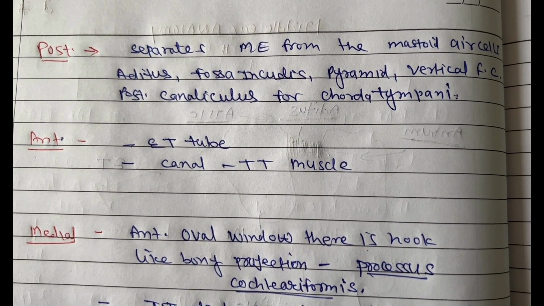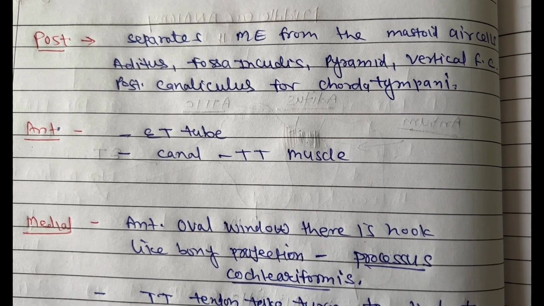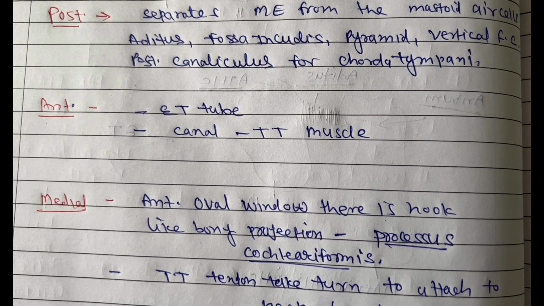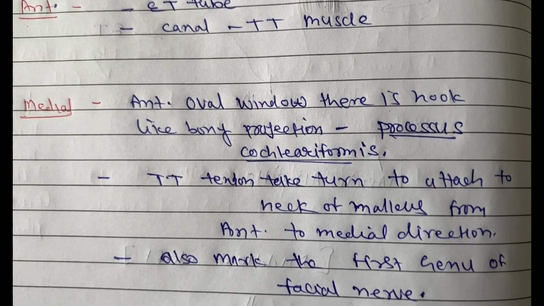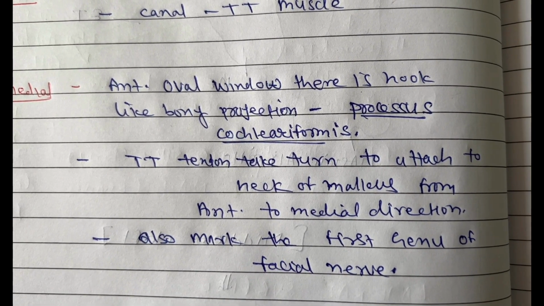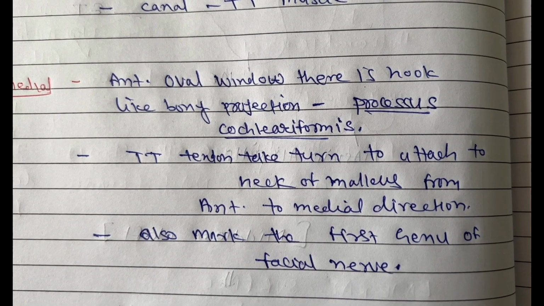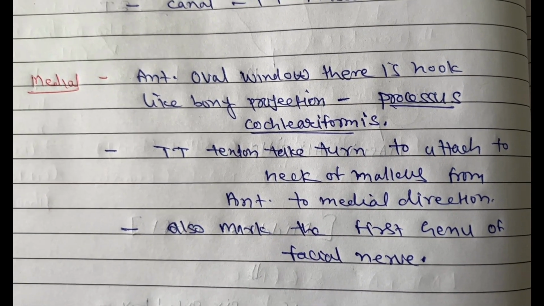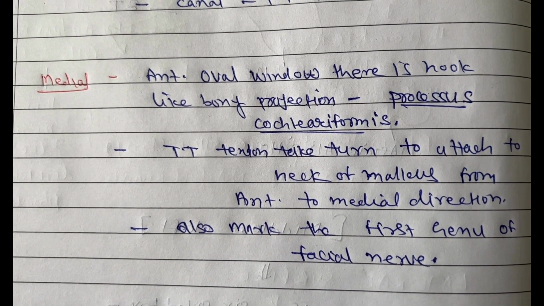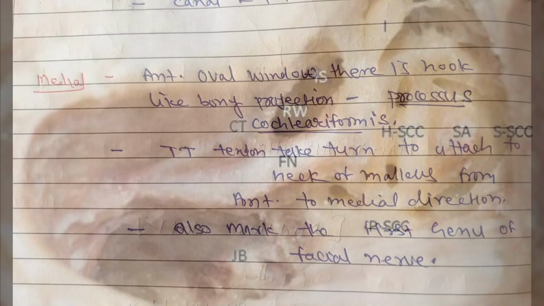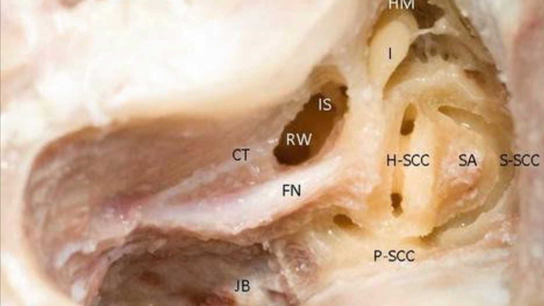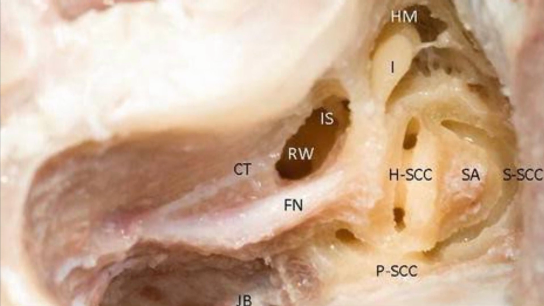The posterior wall separates the middle ear from the mastoid air cells, aditus and fossa incudis, pyramid, vertical facial canal. The posterior canaliculus, through which the chorda tympani passes, is part of the posterior canal. Anteriorly, you can see the eustachian tube and tensor tympani canal. And medially is the cochlea, anterior to the oval window. There is a hook-like bony projection called the processus cochleariformis, where the tensor tympani tendon turns around medially, and it is also a mark of the facial canal.